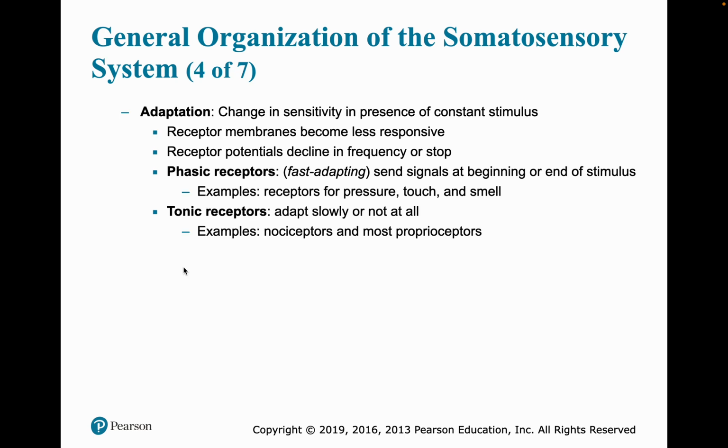Adaptation is a change in sensitivity in the response to a continuous stimulus. Receptor membranes will become less responsive. Receptor potentials will decline in frequency or stop. We do have some phasic receptors that are fast adapting. They're going to send signals at the beginning or the end of a stimulus, so pressure, touch, and smell are like that. Then we have tonic receptors that adapt slowly or not at all, so nociceptors and most proprioceptors don't adapt.